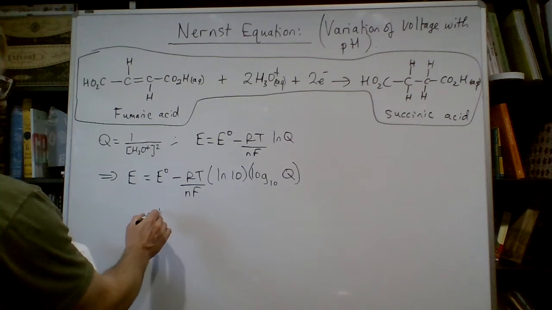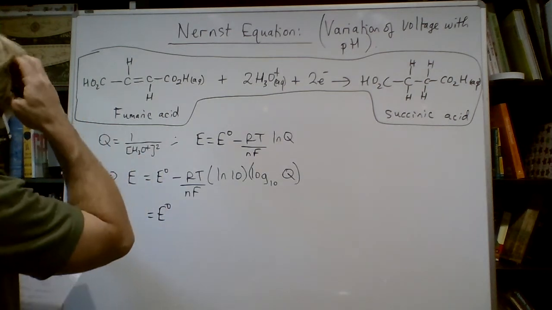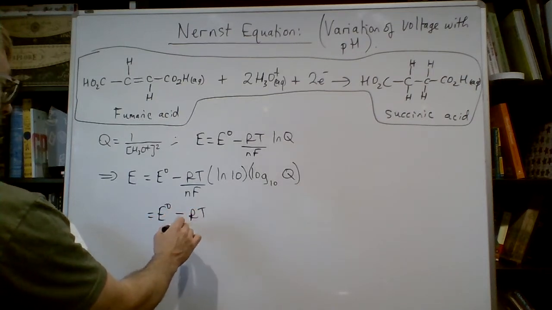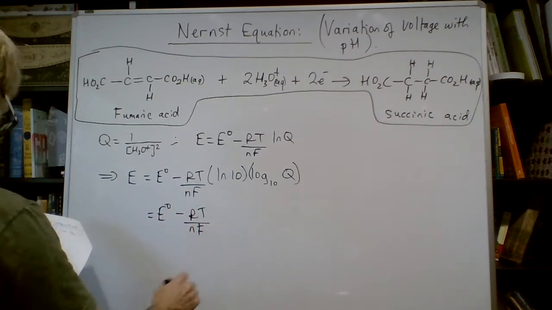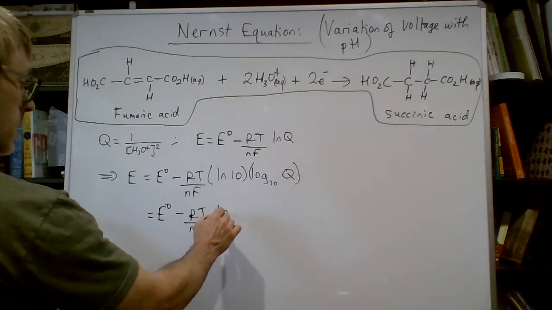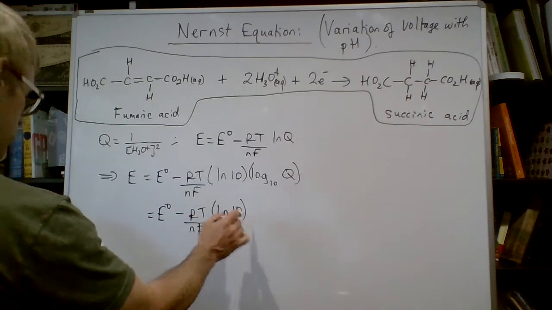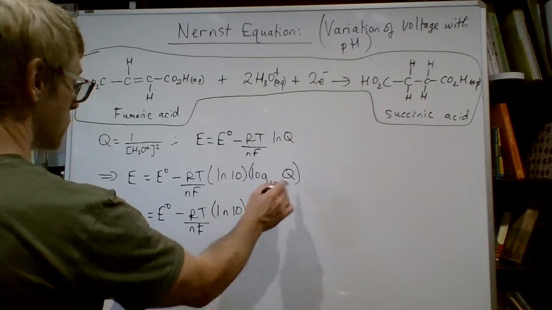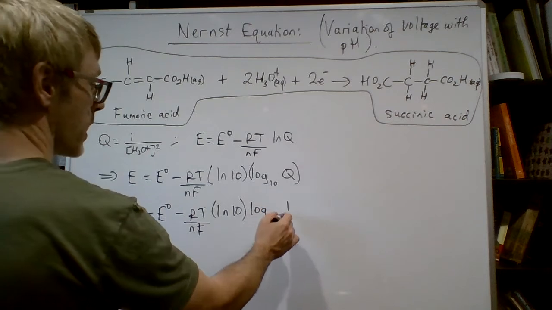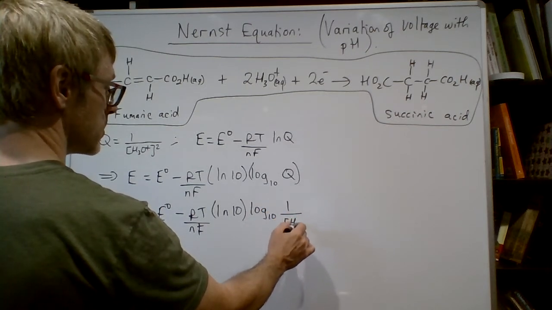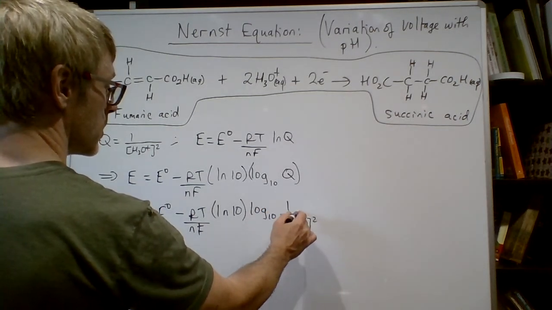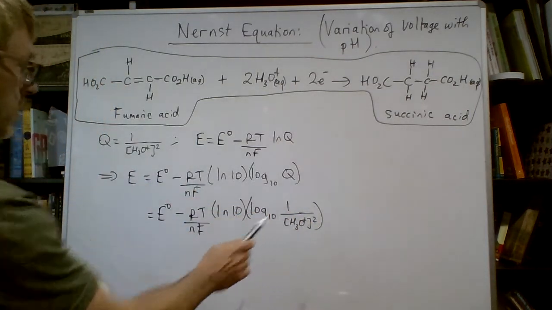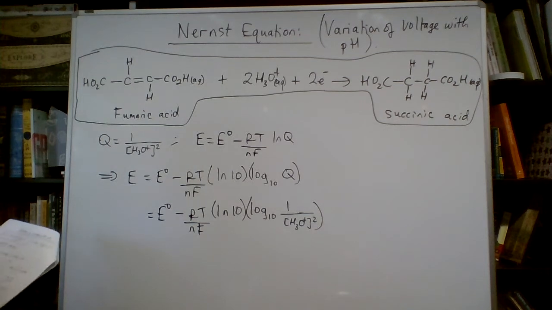So I can replace this log Q with my little log rule from earlier, and I can say that this is equal to E standard minus RT over nF log 10 Q, where Q is 1 over hydronium squared. Okay, so I've just inserted Q into my log Q expression here.